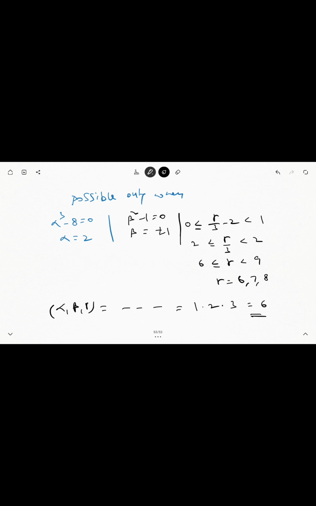Is it clear? The first blank can be filled up in only one way. The second blank can be filled up in only two ways because beta has two values. The third blank can be filled up in three ways. Hope that you got it. Next, 29th problem.